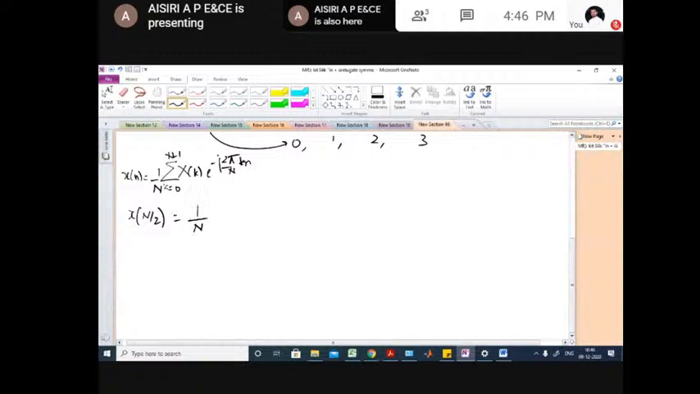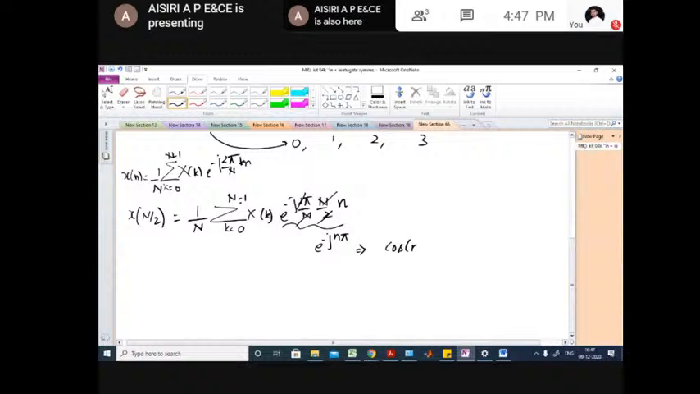So 1 by n summation k is equal to 0 to n minus 1 x of k into e power minus j 2 pi by n, k is n by 2 into n. So n would get cancelled, 2 and 2 would get cancelled. So we are left with e power minus j n pi, which is nothing but cos of n pi minus j sin n pi. Sin n pi is anyway 0.